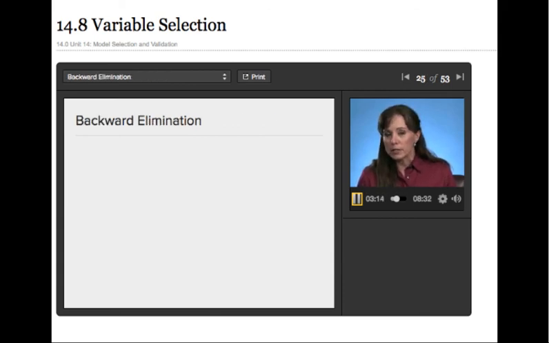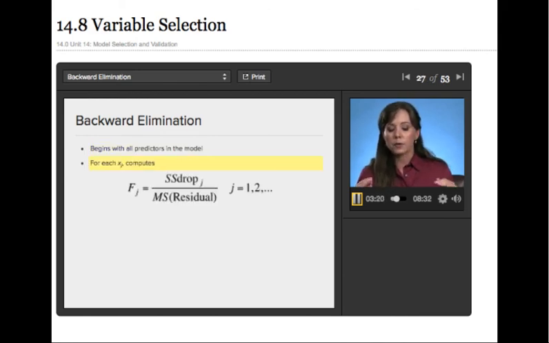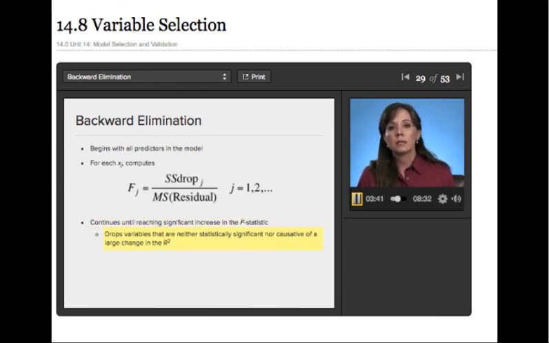Now, backward elimination does the opposite. We start with all of the predictor variables in the model, and for each variable, we compute an F statistic, which tells us how much the overall F decreases when we drop a variable from the model. We keep dropping variables from the model as long as they're not statistically significant, or as long as they don't cause a large change in the R² for the model. And when we get to a point that we have a large change in the R², we stop.